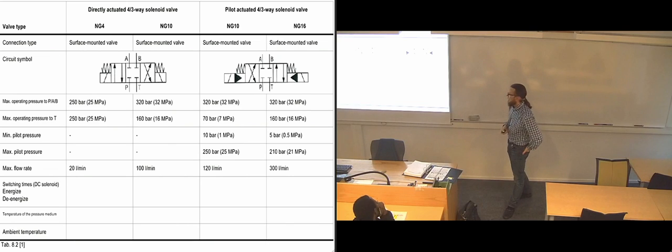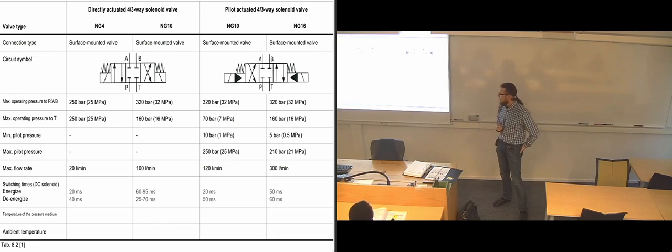And we can see the difference here in flow rates. So you have the smallest one, 20 liters per minute, and then 300 liters per minute for the largest one. So it just shows that even though the pressures don't really change that much, you can have quite a lot of change in the flow rate for each of them.